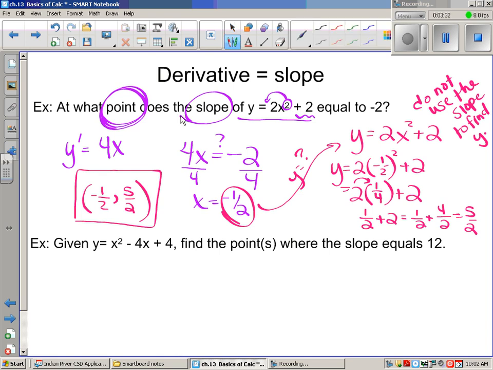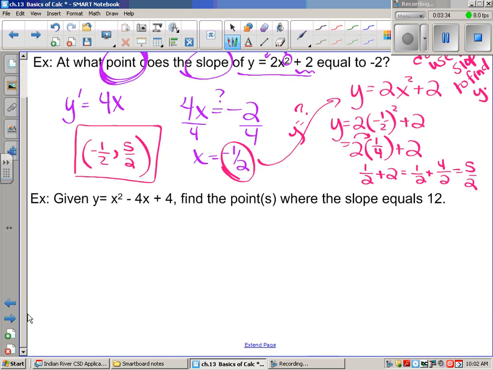Great. Now the second question says, given y equals x squared minus 4x plus 4, a little bit more advanced equation, find the point or points where the slope equals 12. Once again, we're not given the points, we're asked based on the slope. So I want to start by finding the derivative. Take a minute and find that derivative. When you think you've got it, look up ahead and see if you've got that answer. Hopefully you got 2x minus 4, to which we want to know, when does that equal 12?